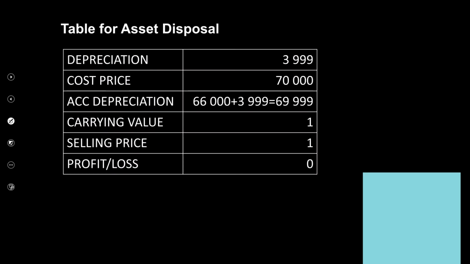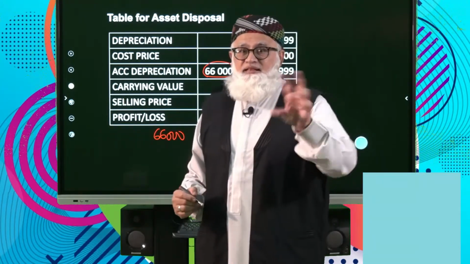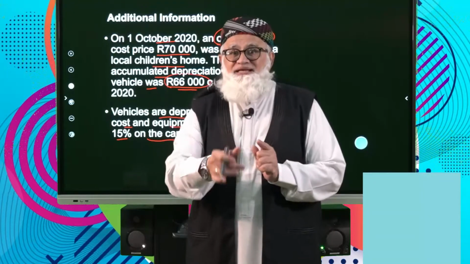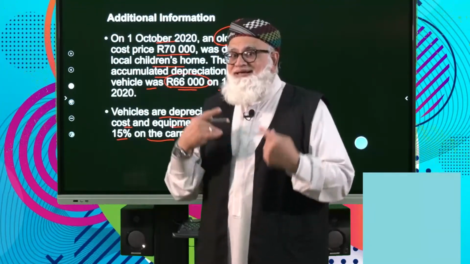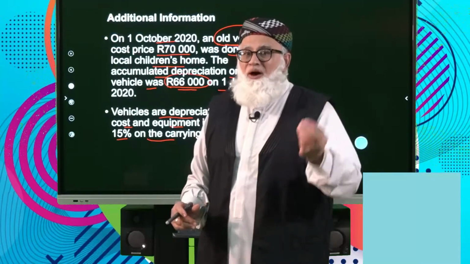The maximum depreciation that we can write off, if you take your 66,000 as your starting point in your accumulated depreciation, is 3,999 Rand. Why? Because you want to be left with a carrying value of 1 Rand. Remember, in the question they told us we disposed of an old vehicle, and I said, hint, hint, indicating to you, be careful. When something like this appears in an exam, you are given information leading you to think, I must be careful with this calculation because I may need to work with the 1 Rand carrying value.